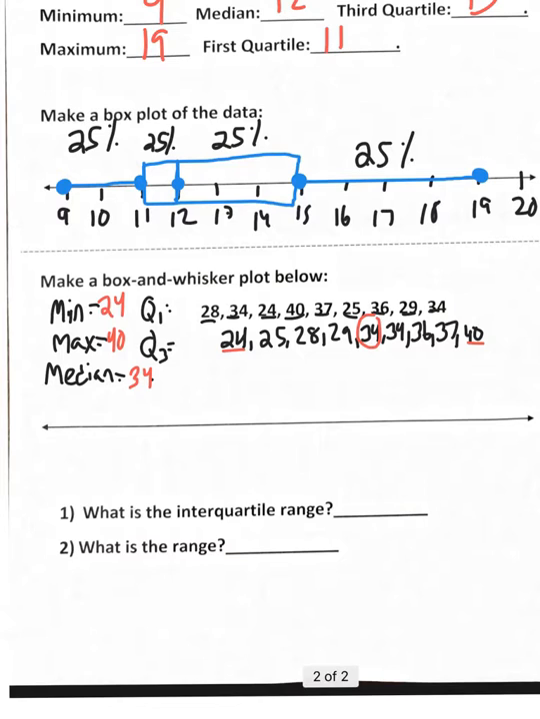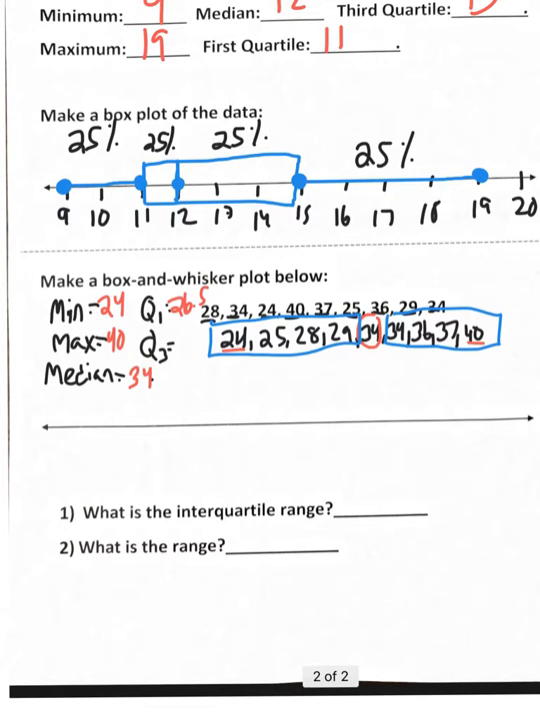Q1, so here is your lower half, here is your upper half. Q1 is going to be in the middle of these 4 numbers. So little, big, you've got 2 in the middle, 25 and 28. You can add those up, divide by 2. If you add them up, they add up to 53. And 53 divided by 2 is 26 and a half. So Q1 should be 26.5.